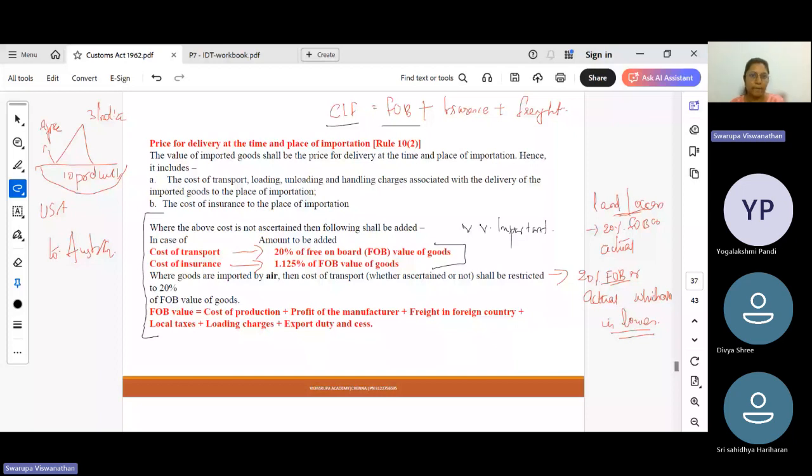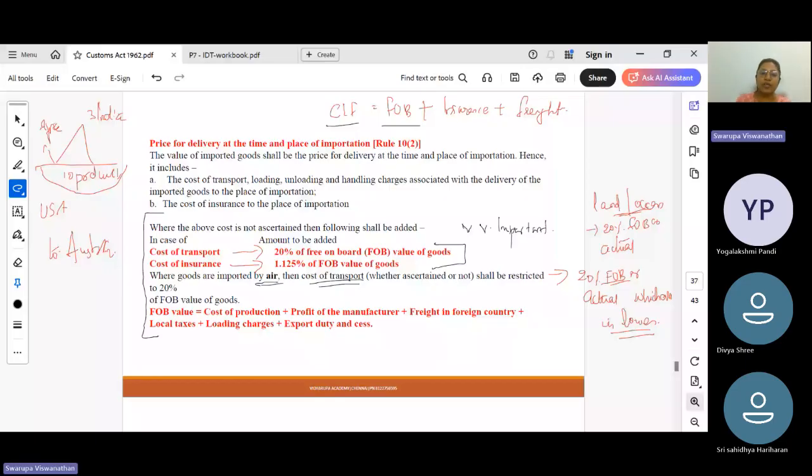transportation cost. In case of air transport, the cost of transport is limited to the actual air transportation cost or 20% of the free on board cost, whichever is lower, we will take that. So in case of air transport, generally the actual cost will be higher than 20%. So in case of air transport, we can limit the cost of transport to 20% of the free on board value of goods.